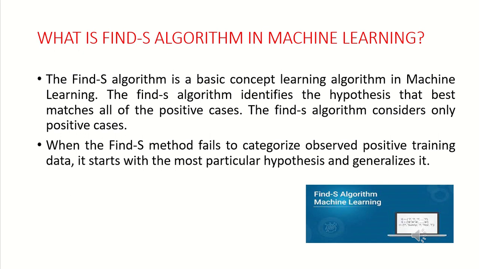The Find-S algorithm is a basic concept learning algorithm in machine learning. The Find-S algorithm identifies the hypothesis that best matches all of the positive cases. From the given data set, the Find-S algorithm considers only the positive cases, and if the case is negative, we are going to ignore it. Next point: when the Find-S method fails to categorize observed positive training data, it starts with the most particular hypothesis and generalizes it.